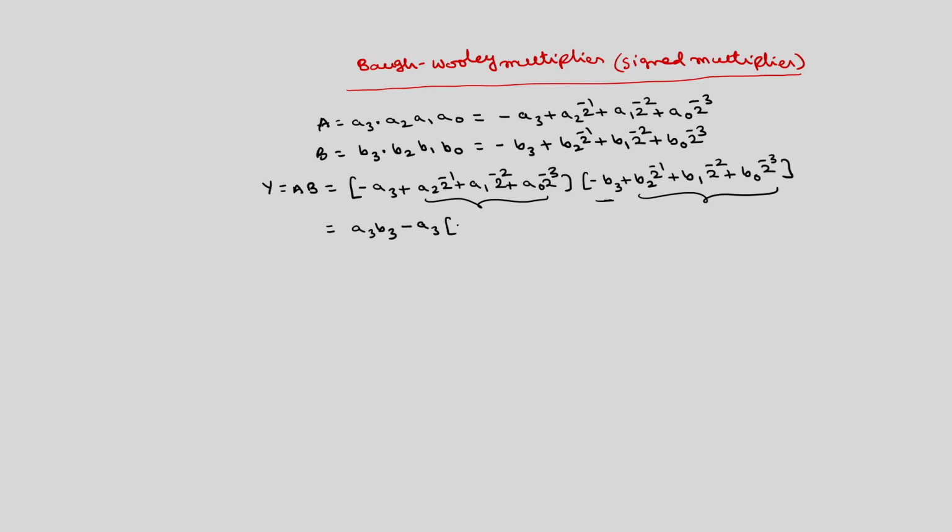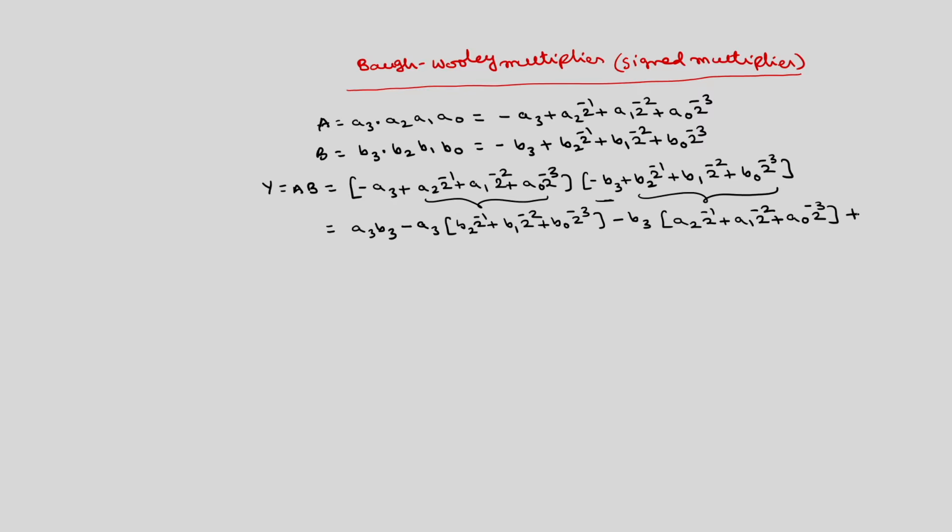Minus A3 with B2 2 raised to the power of minus 1 plus B1 2 raised to the power of minus 2 plus B0 2 raised to the power of minus 3, minus B3 A2 2 raised to the power of minus 1 plus A1 2 raised to the power of minus 2 plus A0 2 raised to the power of minus 3. So, remaining thing is all positive terms.